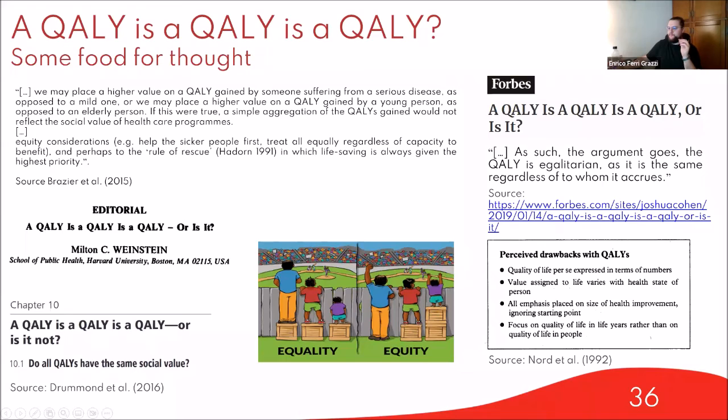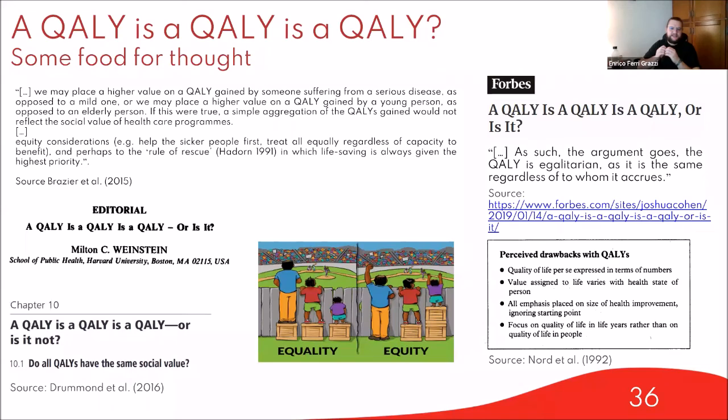So, essentially, some of the arguments that have been made are that all emphasis is placed on the size of the health benefits that I'm gaining with an intervention, ignoring the starting point, and that the focus on quality of life is in years rather than quality of life in people.